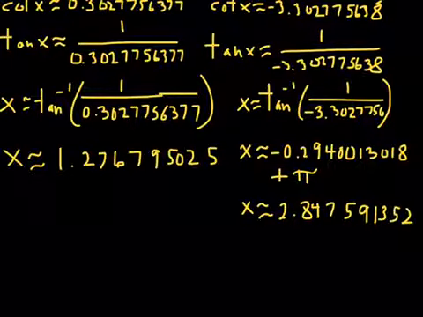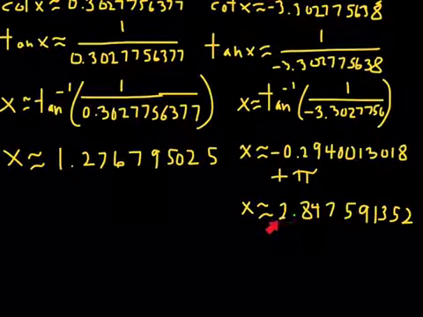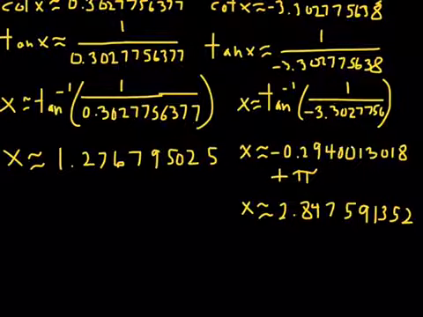2.847591352. Okay, so let's see if I can point these out. This is a solution in quadrant 1, right? I can tell by its radian measure. And this is a solution in quadrant 2, all right? Okay, so let us remember the instructions. The instructions said to find all solutions for this equation. So what we can do is add pi to these solutions to get all the rest.